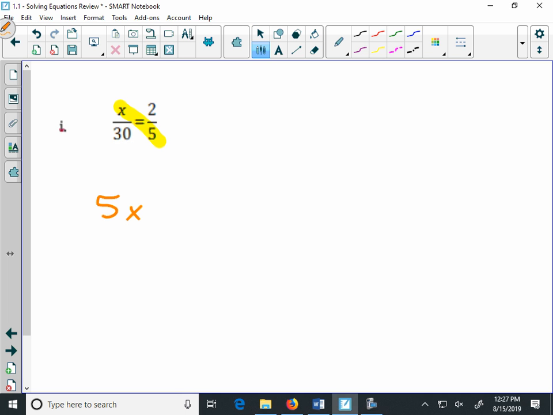Then you repeat that process with the denominator, the bottom of that first fraction, to the top of the second. So we multiply across here, 30 times 2, 60. And then what do we need to do to get x by itself? 5. So x is equal to what? 60 divided by 5 is 12.